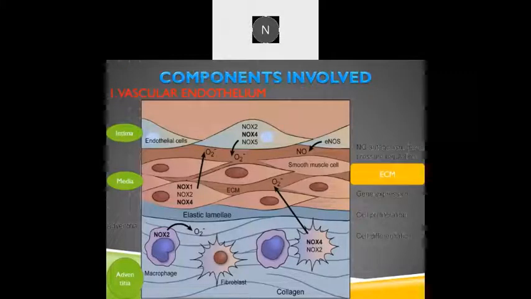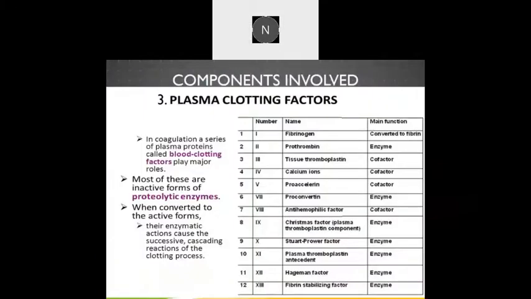And the main three components, as she rightly said, is the vascular endothelium, which is the first and foremost thing, platelets, and plasma clotting factors. These are the three components which are very, very important for coagulation to take place normally. Vascular endothelium, platelet, and plasma clotting factors.